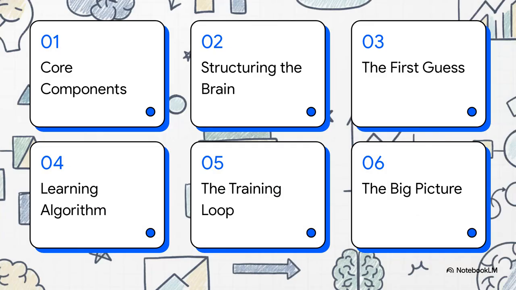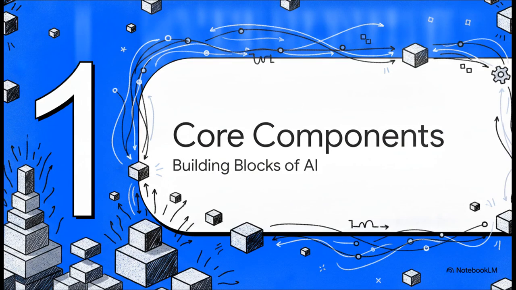Okay, let's just quickly glance at our roadmap for today. We've got a highly technical but absolutely fascinating journey ahead. We'll hit the core components, structuring the brain, the first guess, the learning algorithm, the training loop, and finally, the big picture. Section 1, the core components, the building blocks of AI.